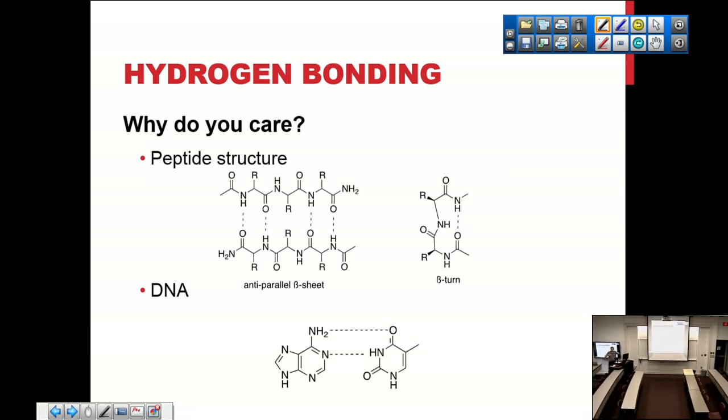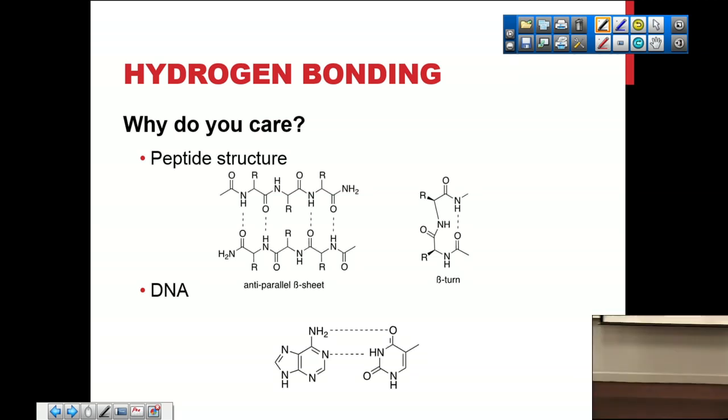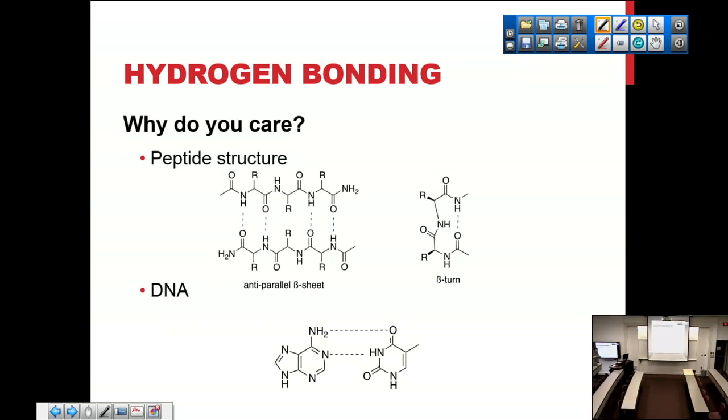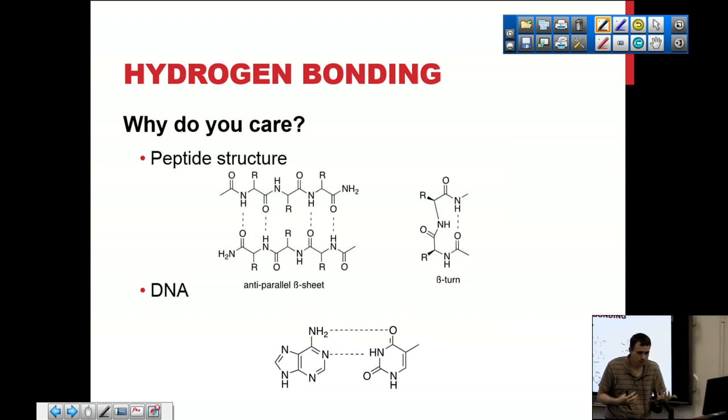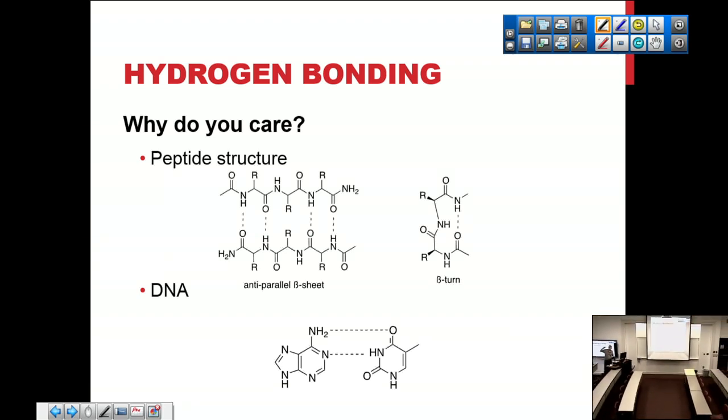Anti-parallel beta sheet: you have a hydrogen bond between an NH and a carbonyl of an amide. And that pattern repeats itself, and that holds two chains of amino acids together or in close proximity to give you a beta sheet in your protein structure. Beta turns: when things loop back on themselves in proteins, it's because of beta turns. A beta turn is where the carbonyl of one residue is hydrogen bonded to the nitrogen of another residue that's two amino acids away.